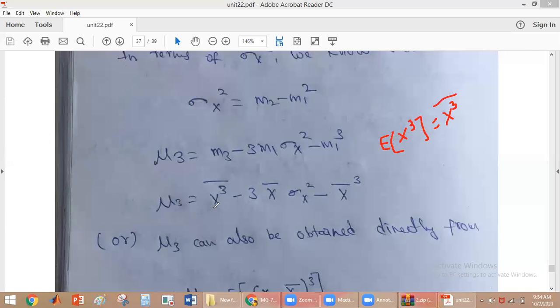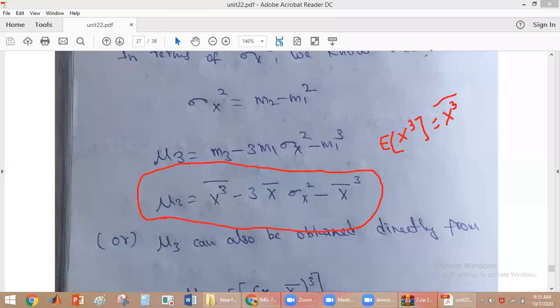Okay, so it is x cube bar minus, what is m1? M1 is expected value of x, that can be written as x bar. Okay, sigma x square minus, what is m1? M1 is x bar, so it is x bar cube. Okay, so this is the relation that we get between the central moment and moments about the origin.